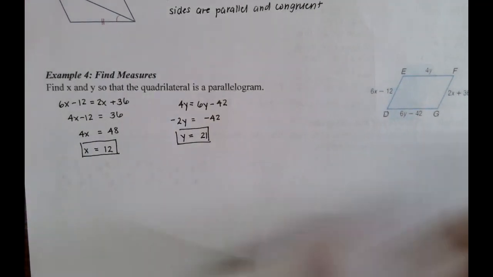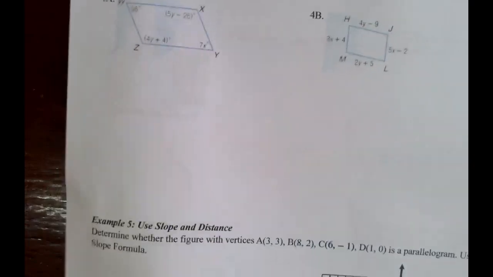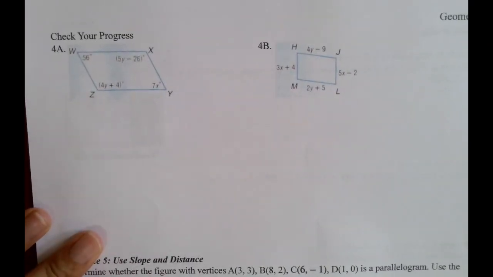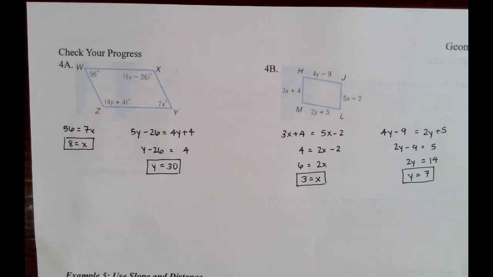So then, why don't you try out 4a and 4b, and then once you're done, come check your answer. Okay, for 4a, you should have gotten x equals 8, y equals 30, and for 4b, you should have gotten x equals 3, y equals 7. If you got that right, you can move on to our last example. If not, here is your explanation.